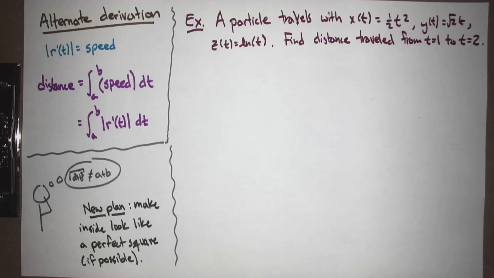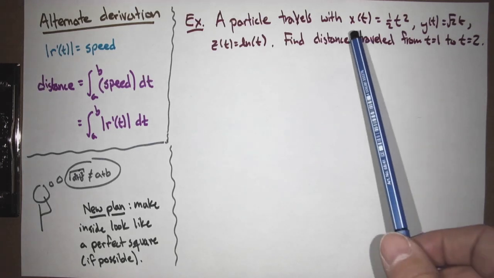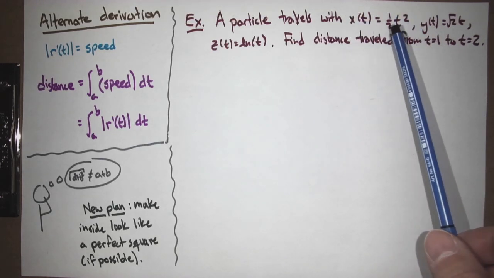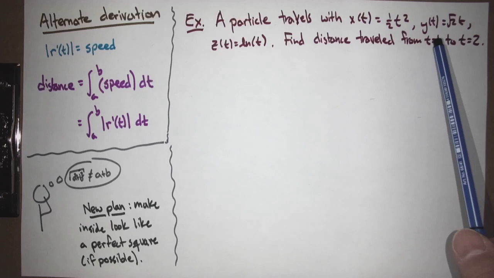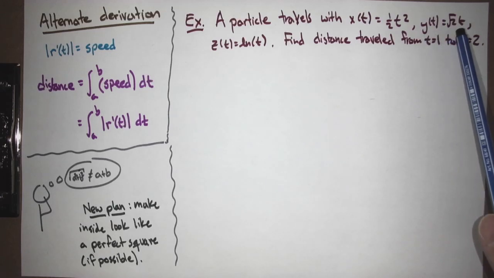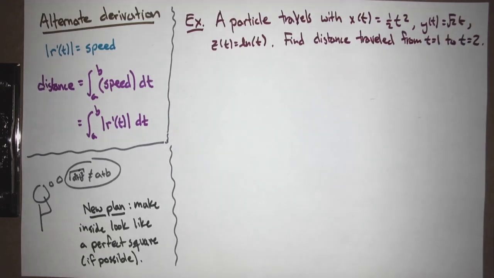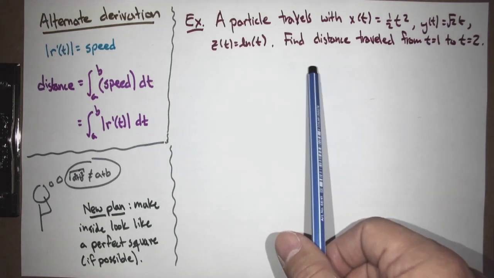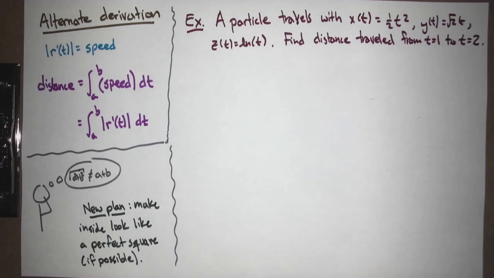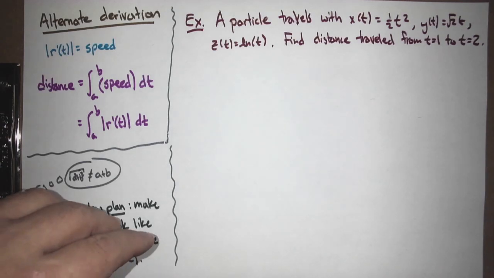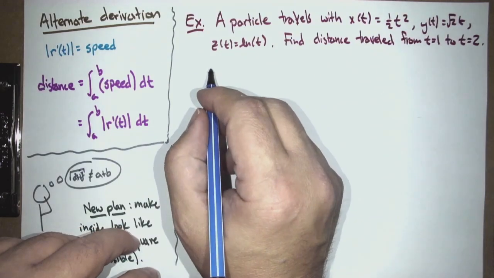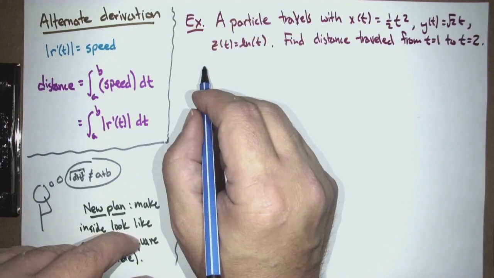So we have a particle, and it travels, and we're told it's parametric, this movement. The x-coordinate behaves like a half t squared, the y-coordinate behaves like root 2t, and the z-coordinate behaves like log t. And what we're asked to find is the distance traveled from time 1 to time 2. Okay, well, good.